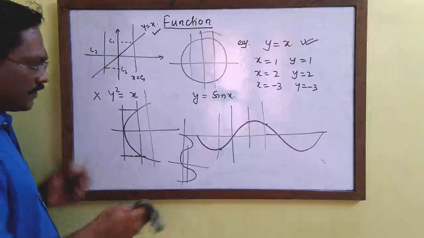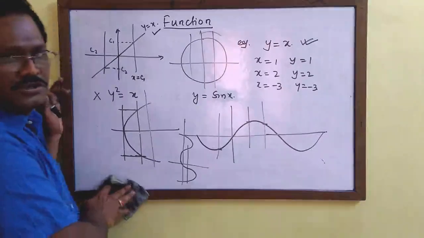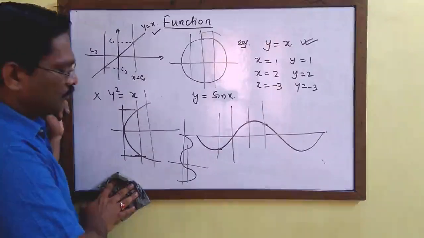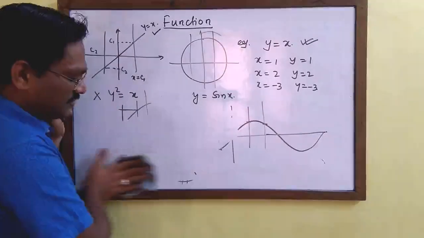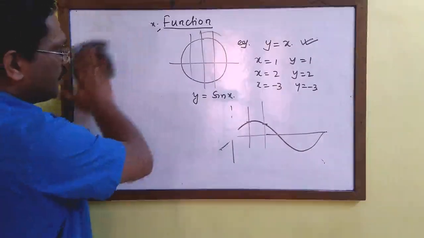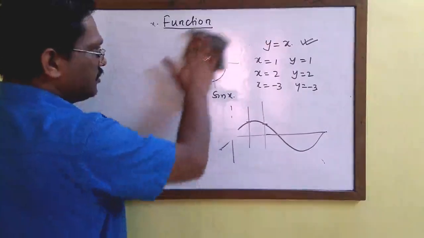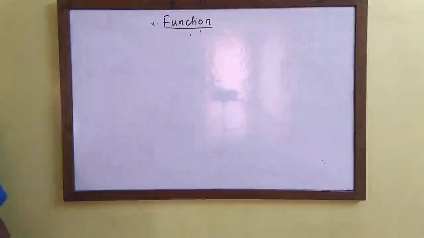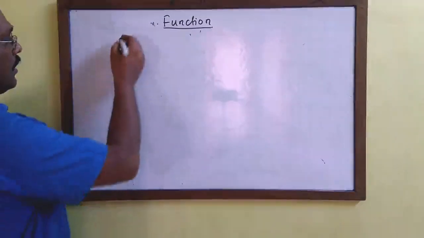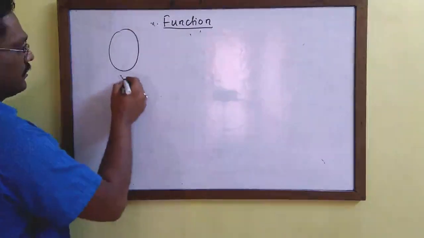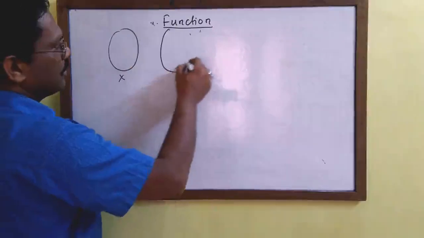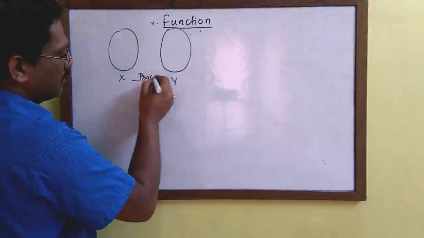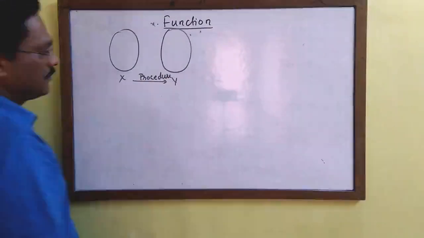Now, after identifying which one represents a function, let's move on to understanding the terms codomain, domain, and range of a function. In every function, three different entities are involved. You have a set x on the left-hand side, a set y on the right side, and in between they are linked with a particular procedure.